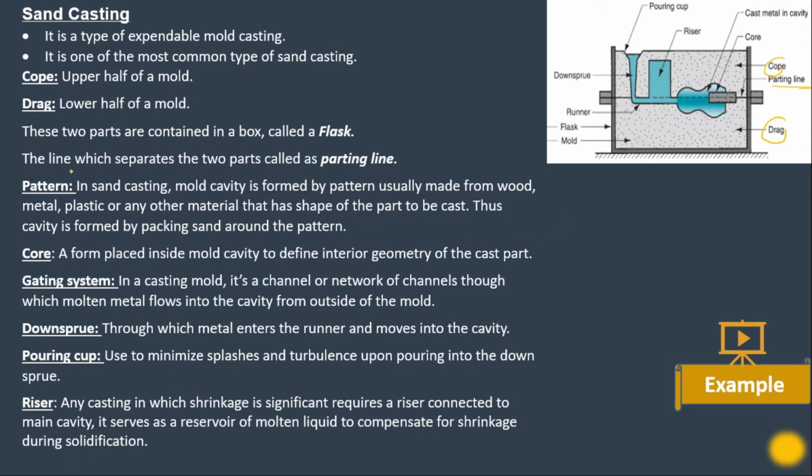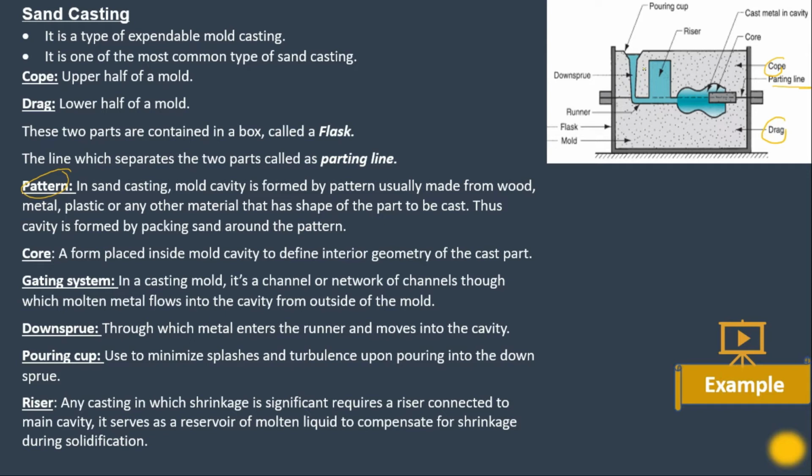Then we have something called a pattern. In sand casting, the final product will be formed using the mold cavity, but how do we get the shape of this mold cavity? We get the shape of the mold cavity using the pattern. What is a pattern in sand casting? The mold cavity is formed by a pattern, usually made from wood, metal, plastic, or any other material, that has the shape of the part to be cast. Thus, the cavity is formed by packing sand around the pattern.